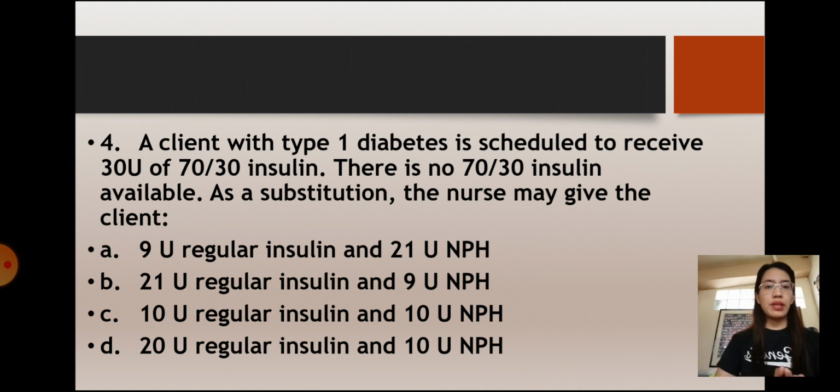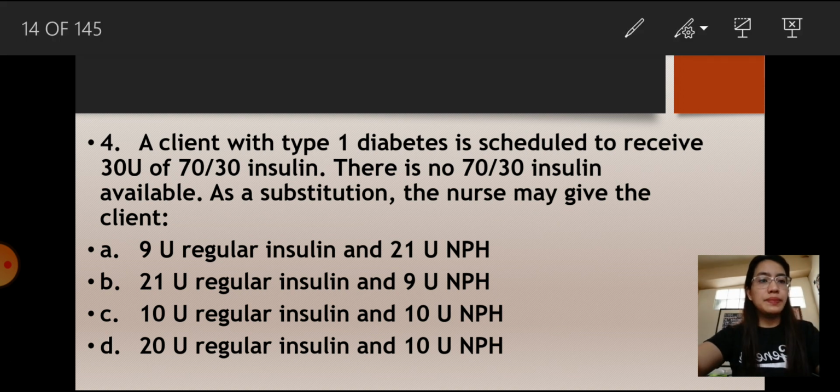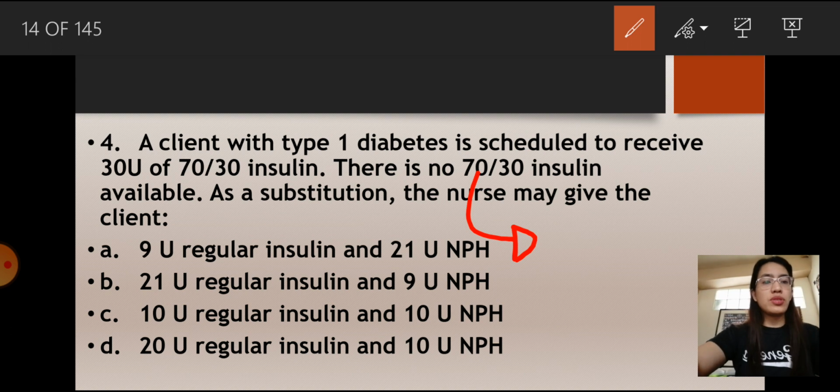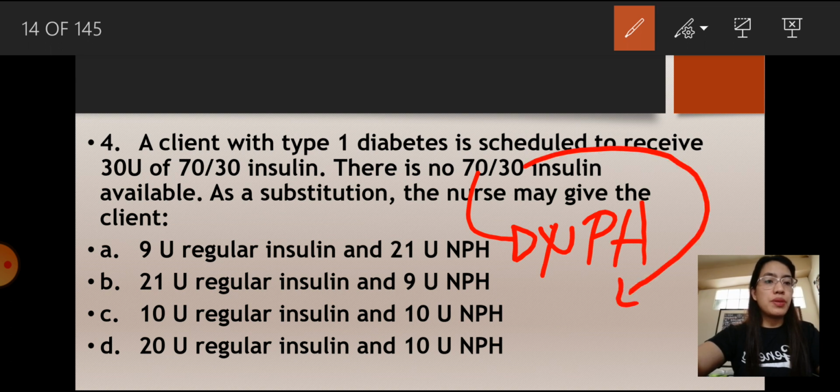Walang available na premix na medication na 70-30. So, kailangan nating maghalo. Ang ibig sabihin ng 70-30, 70% ay ano? 70 means 70, it's in percentage. So, 70% should be what? Your NPH. Tapos, the remaining 30% will be your regular. Okay, so ganyan po ang paghahalo natin.